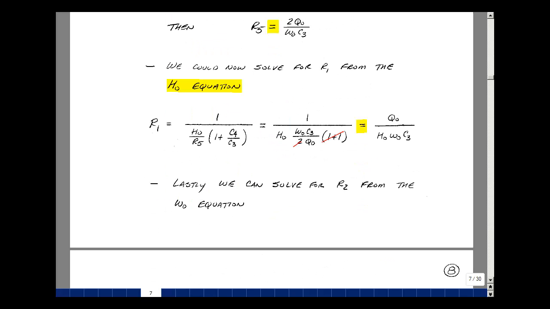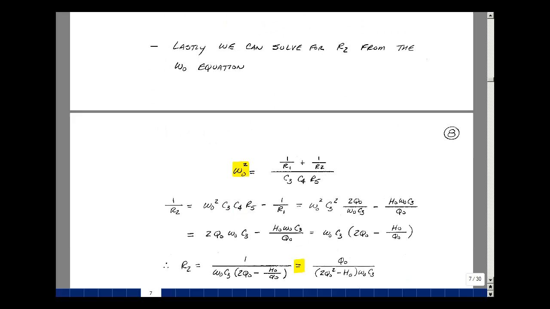Now we have one more component left, that's R2, and let's take a look at solving for it. Take a look at the equation for omega naught squared. We have an R2 in there, so we could use that equation to solve for our last resistor R2. Multiply this over here, and then bring the R1 on the other side of the equation, minus 1 over R1, and we get the value of 1 over R2. Again, let's substitute in the values for the components that we've already solved for, and try to get this selection in terms of our previous pick of C3.